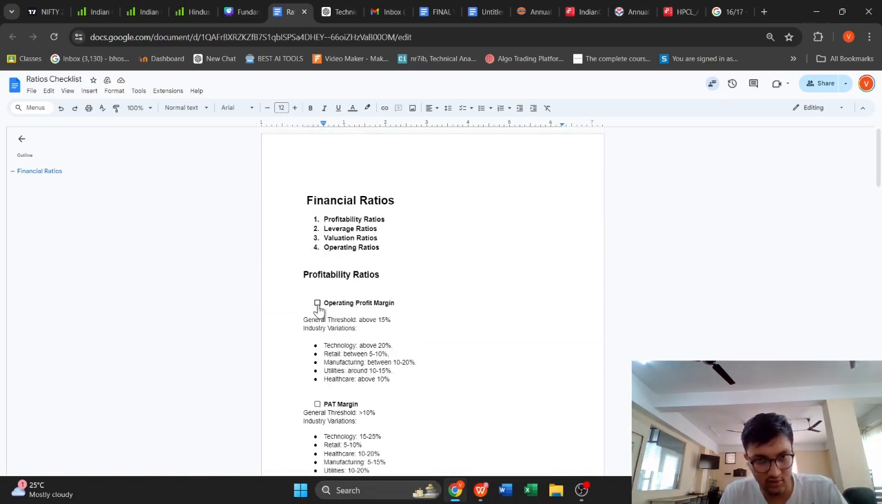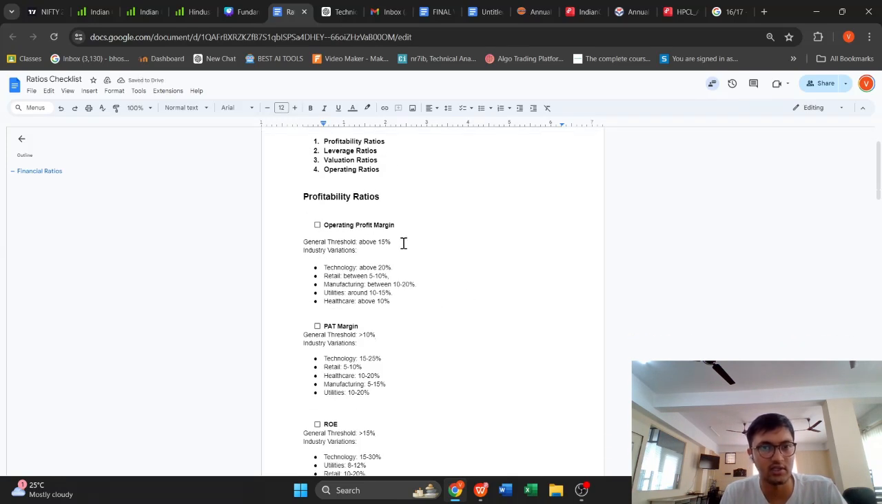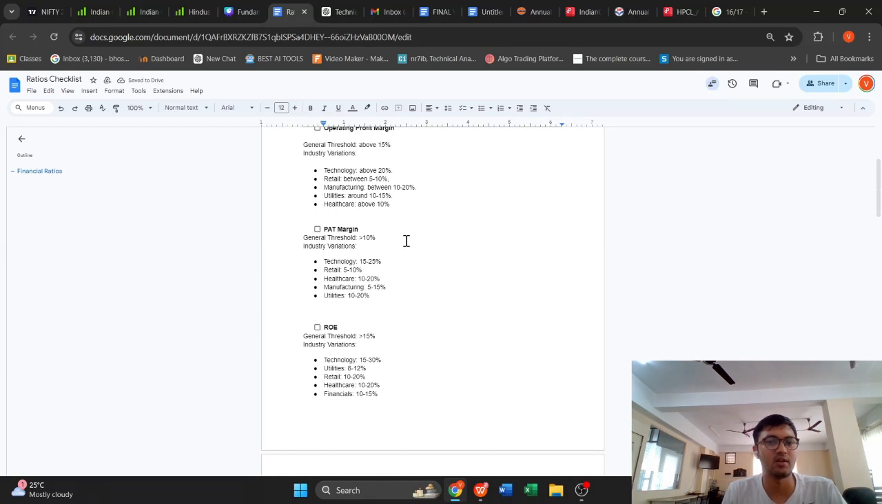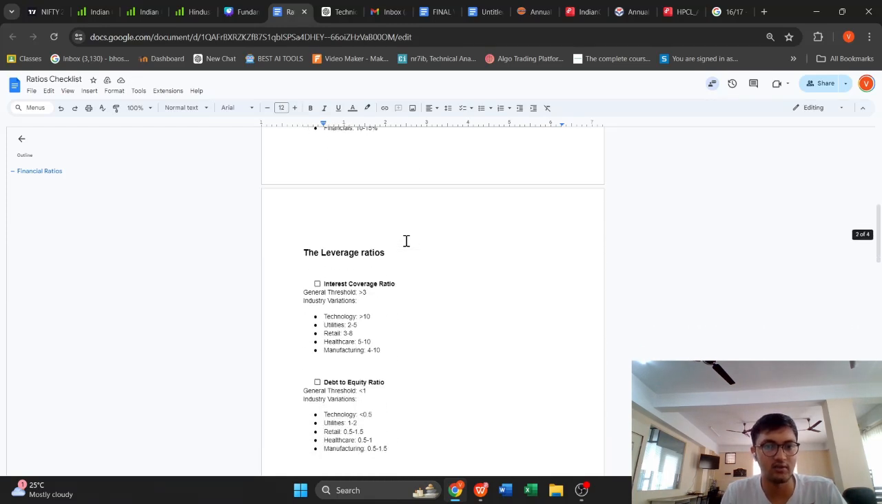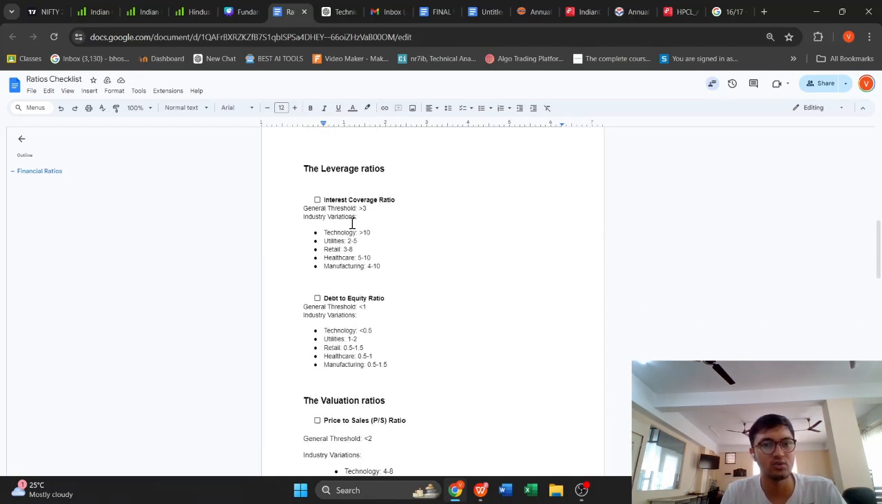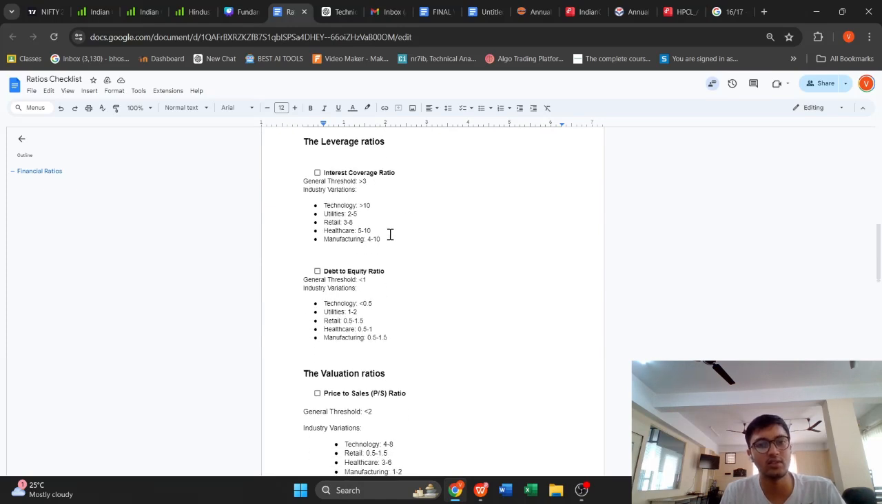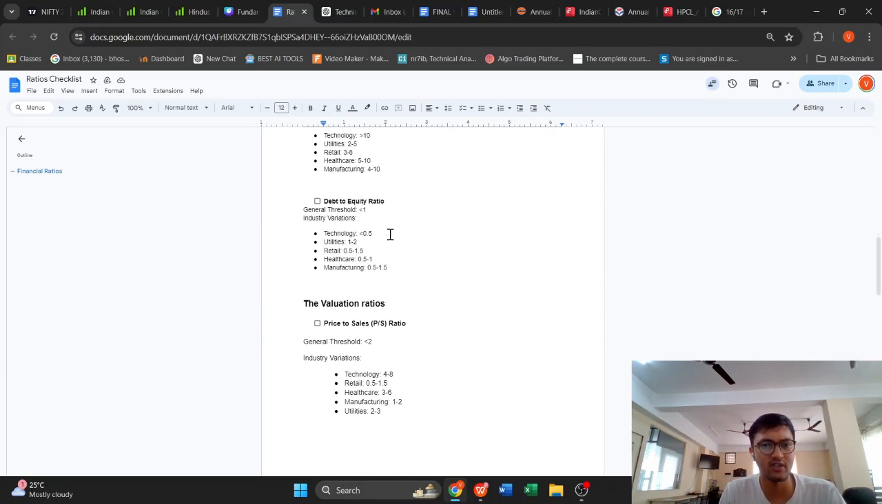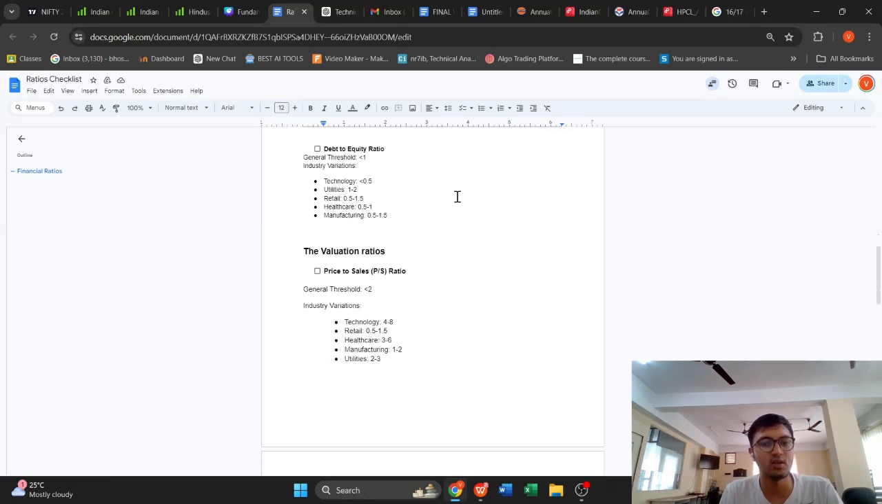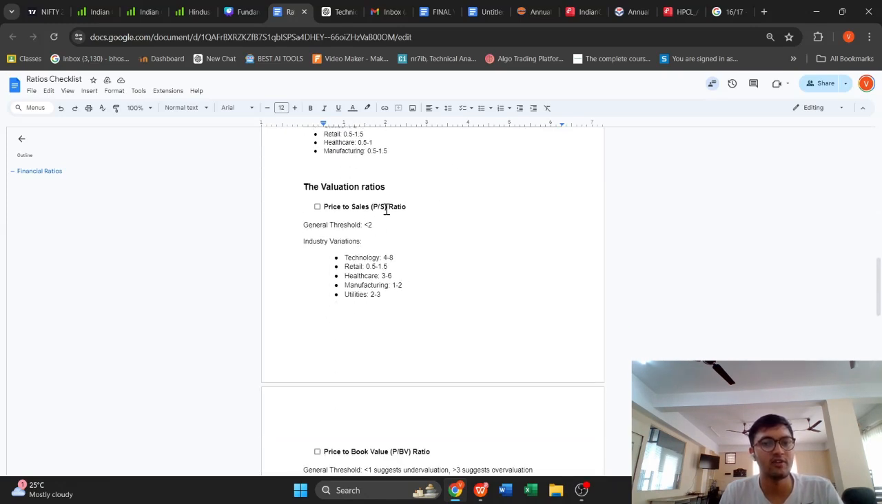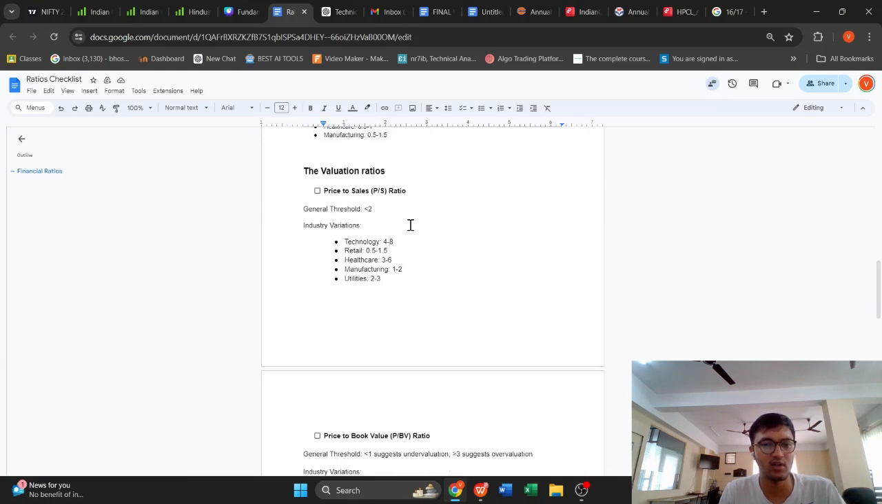You can go ahead and check that the company is having operating profit margin greater than 15, the PAT margin greater than 10, ROE greater than 15, interest coverage ratio should be more than 3, but in both the cases it was more than 5, and debt to equity should be less than 1. Here we have written the general thresholds. The price to sales ratio should be less than 2. In both the companies it was around 0.1, very good companies.